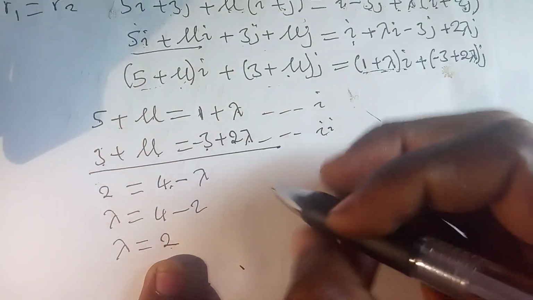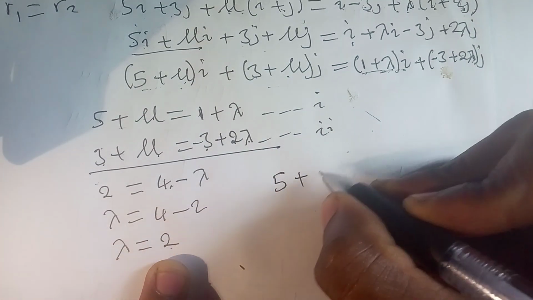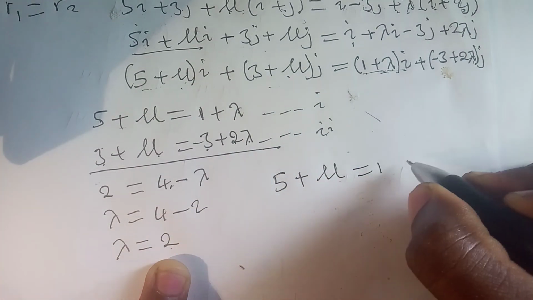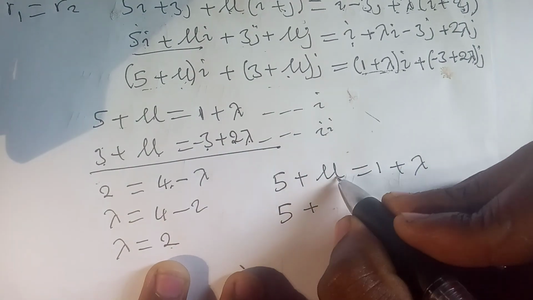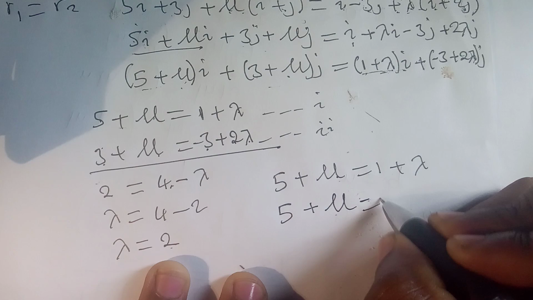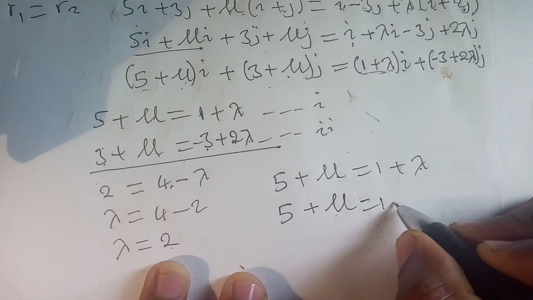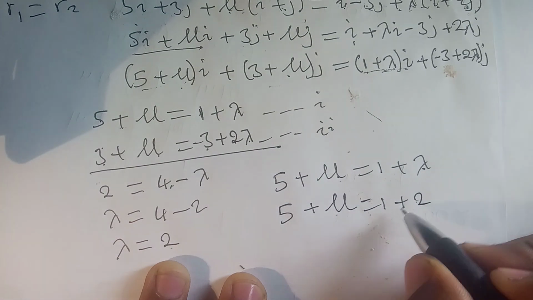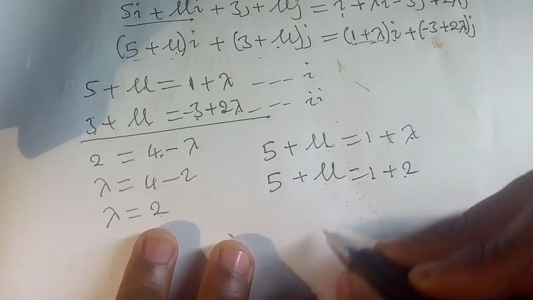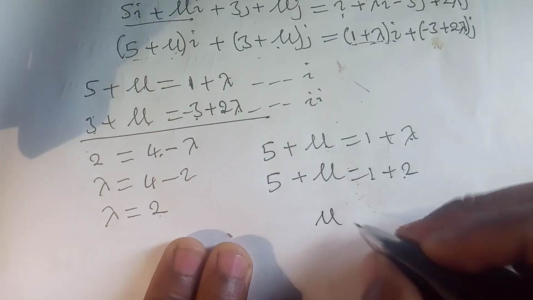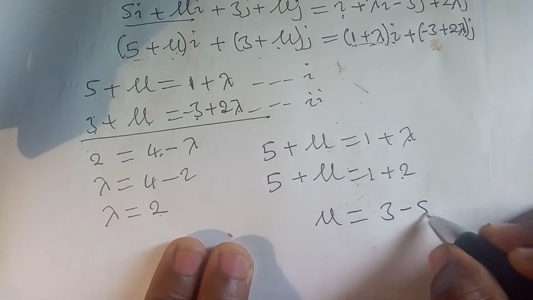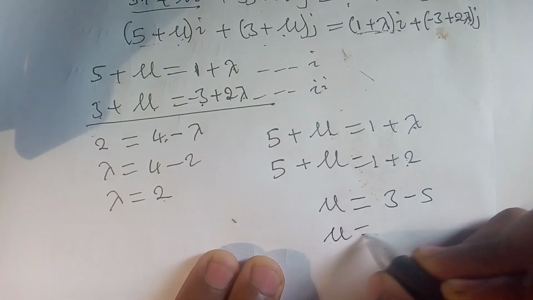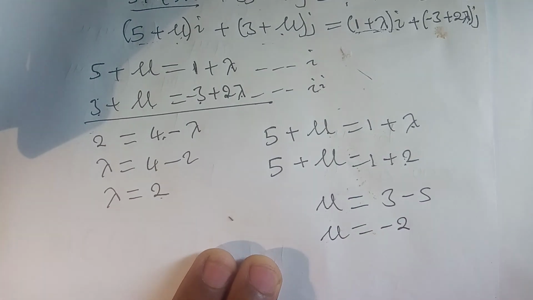So I'll use the first equation. 5 plus mu is equal to this. So you can have 5 plus mu is equal to 1 plus 2. So this is a 3. You take the 5 to the other side, you have negative 2.